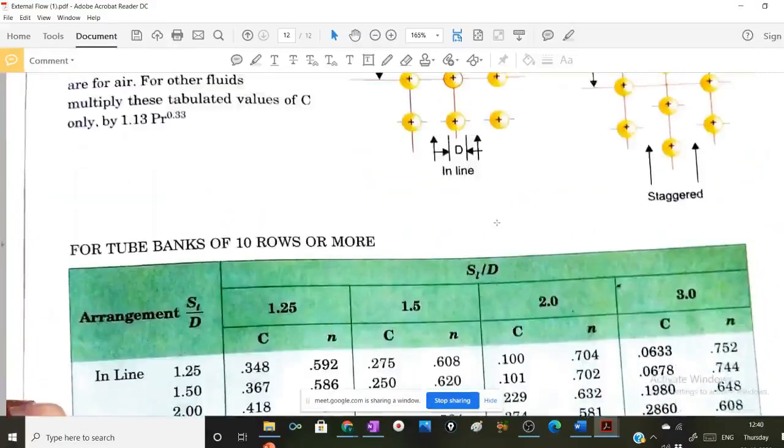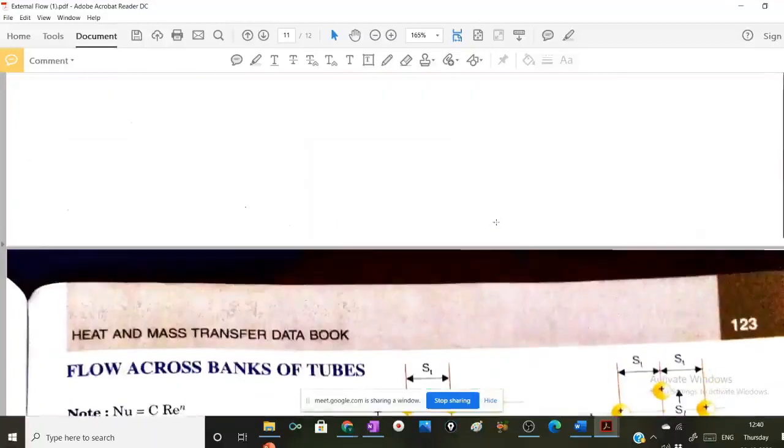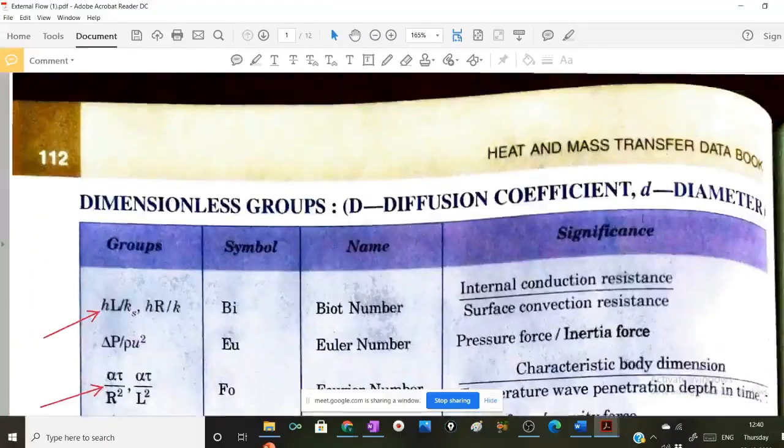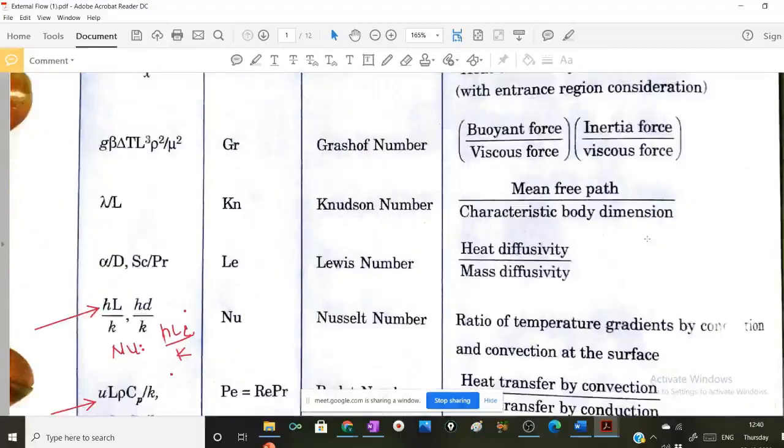One problem has been asked on heat flow over a bank of tubes. So this way there are various sets of formulae for flat plate, for cylinder, over sphere, and over banks of tubes, for laminar flow as well as for turbulent flow. Now how to use these formulae? We will try to understand by solving one numerical.